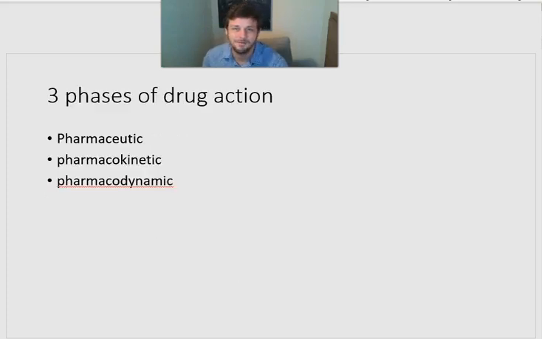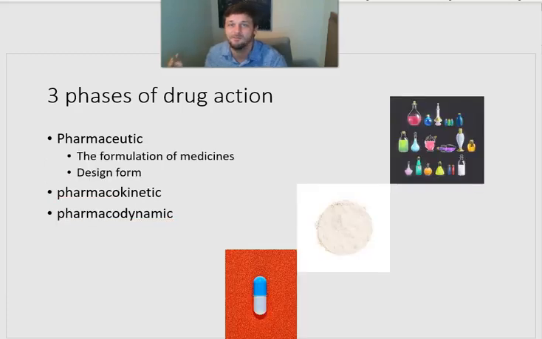There are three phases of drug actions, or three types, three sections of getting drugs to your body. The first one we're going to talk about is pharmaceutics. So what is pharmaceutics? Pharmaceutics is the formulation of this medicine. So what all needs to go into this medicine or this drug to make it effective? Okay? And this comes along with the design and the form of it.